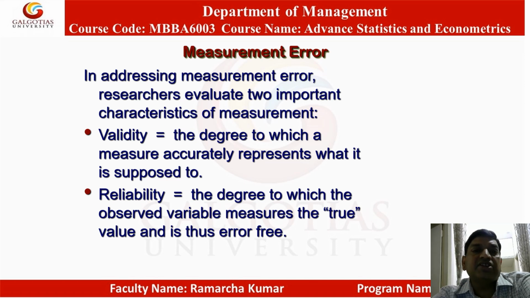So in addressing measurement error, researchers evaluate two important characteristics of measurement. First is validity, the degree to which a measurement accurately represents what it is supposed to. Second is reliability, the degree to which the observed variable measures the true value and is thus error free. So these are the two important concepts related to measurement errors: validity and reliability.